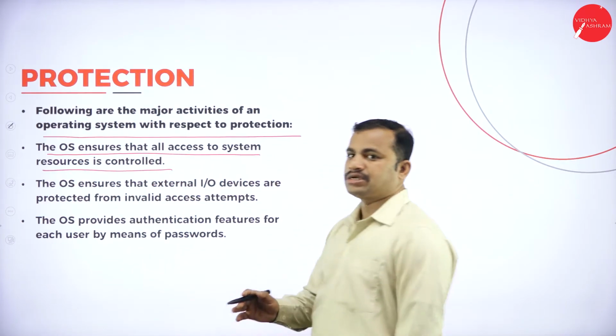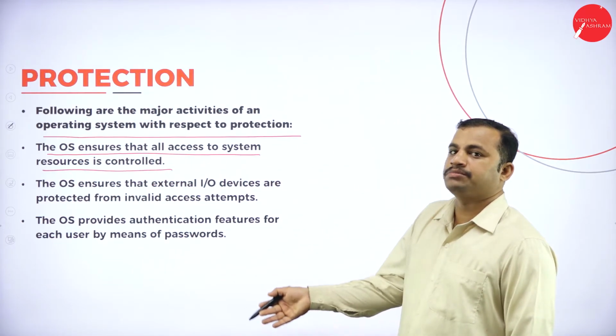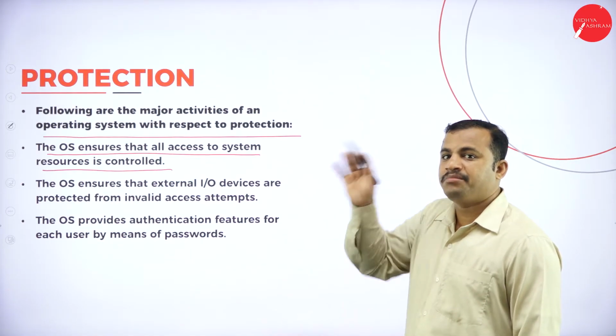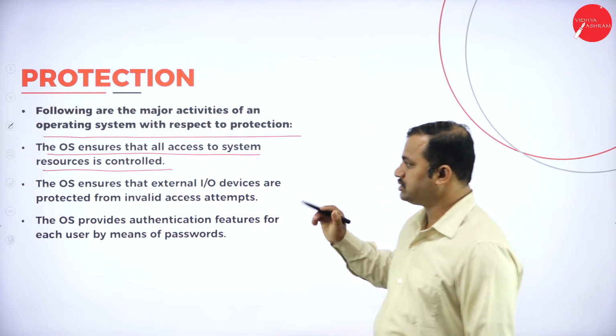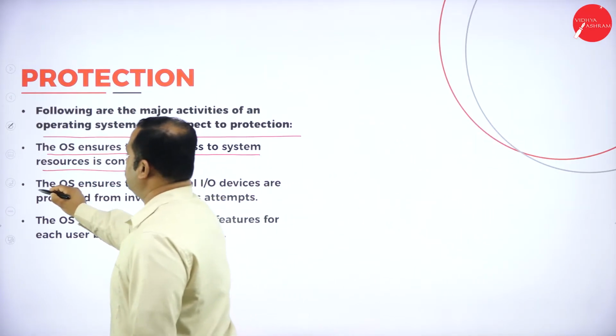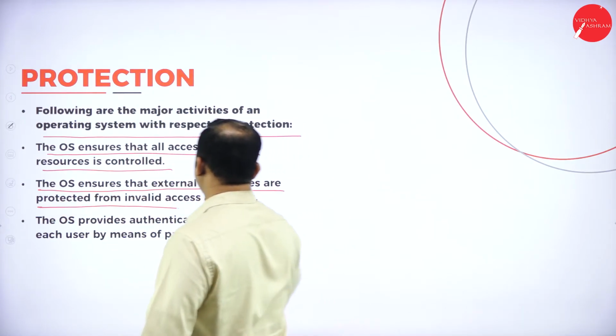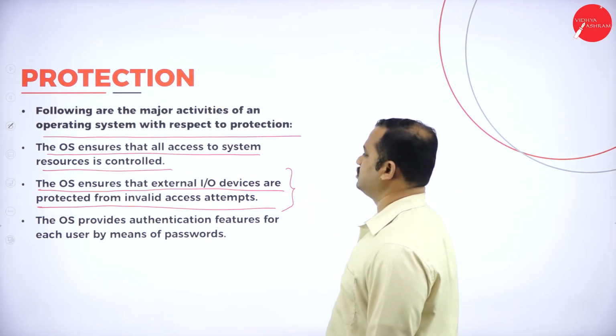That is, it is controlled. When a program becomes a process, it is controlled by the operating system in terms of protecting it from other users. That is the point to be noticed here. The operating system ensures that external I/O devices are protected from invalid access attempts.